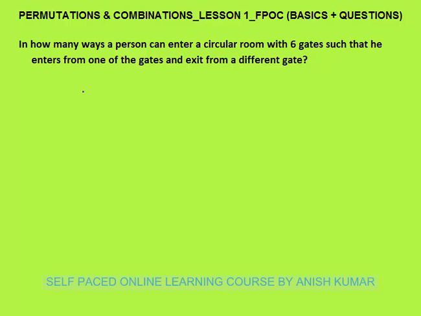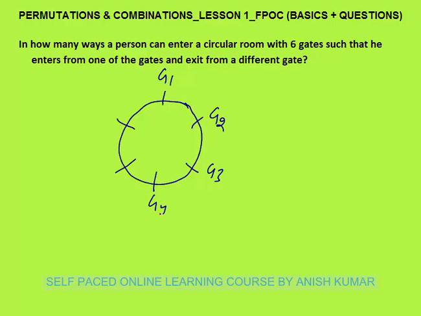Second concept is, in how many ways can a person enter a circular room with 6 gates? Let me make a circular room. There are 6 gates. Gate number 1, gate number 2, gate number 3, gate number 4, gate number 5 and gate number 6. In how many ways can a person enter the circular room with 6 gates such that he enters the room from one of the gates and exits from a different gate?